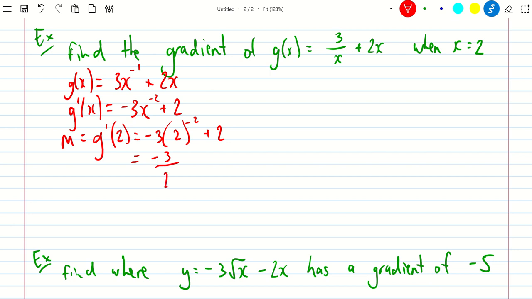That 2 will put it onto the bottom line. So it's 2 squared plus 2. So that's negative 3 over 4 plus 2. I'm just going to do plus 8 over 4 for the plus 2, and so that'll be equal to negative 3 plus 8 over 4, so that'll be 5 over 4, and that is the gradient of the function when x is equal to 2. Okay, so that is the answer to that problem. Hope that one makes sense.